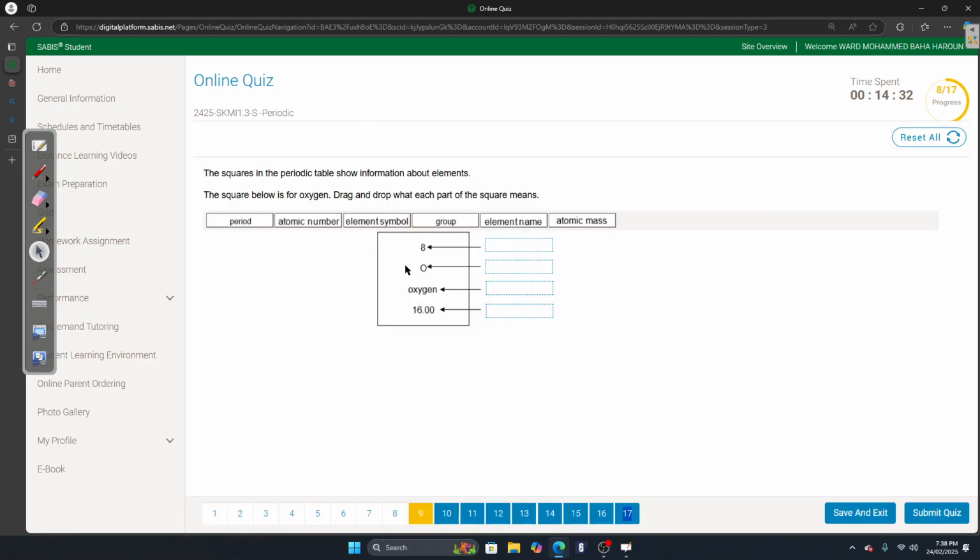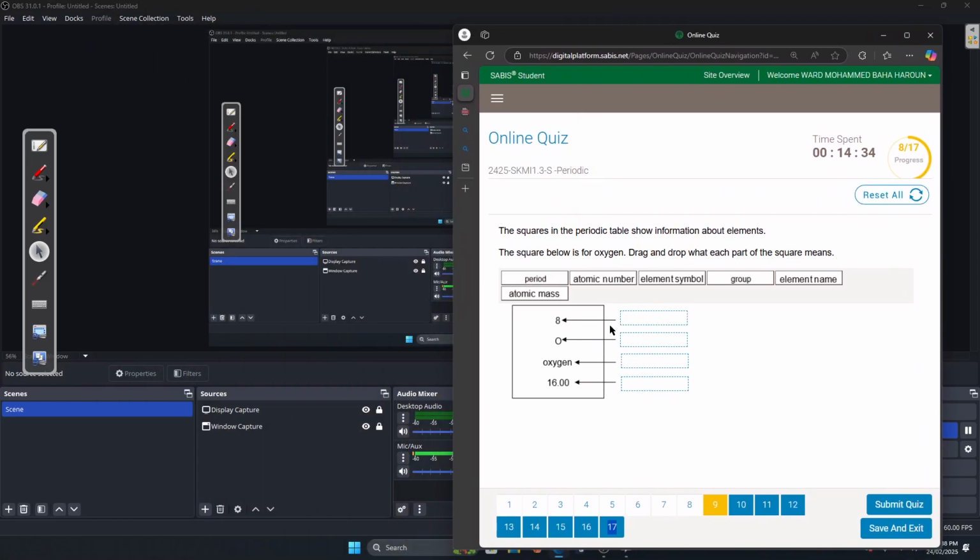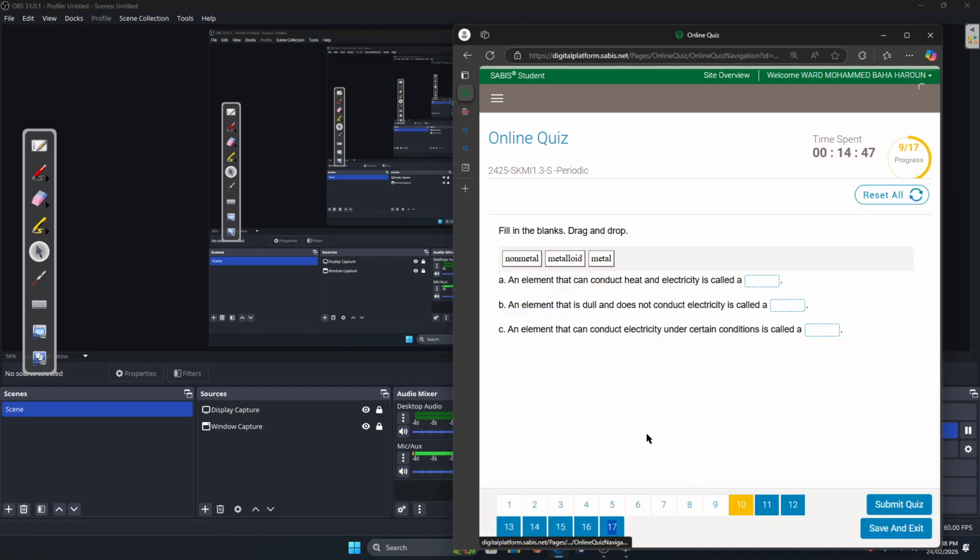Okay, for this one. Most atomic mass will be found in decimal. The element symbol is O. The element name is oxygen, and the atomic number will be found on the top. Okay? Period and group has nothing to do with this, so you shouldn't even choose them at all.